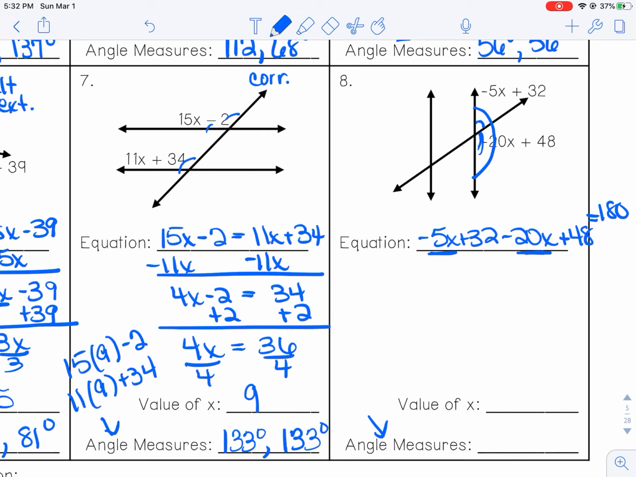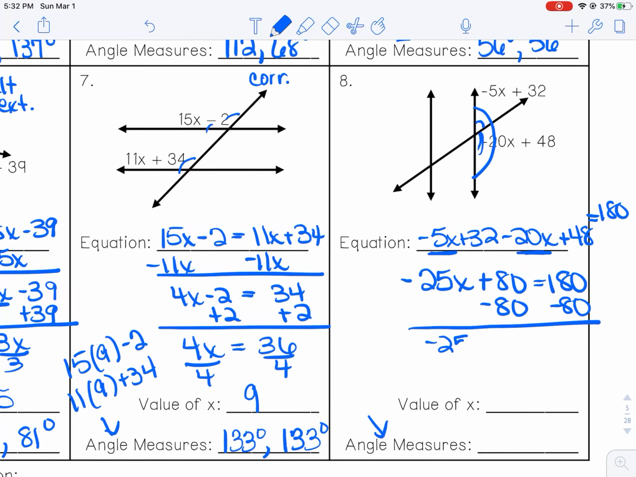Okay, so I'm going to add my like terms together, which is a negative 5x and a negative 20x. That's going to give me a negative 25x. Then I've got 32 and 48. Add those together, gives me a positive 80, equals 180 degrees. Okay, two-step equation. Got to get the negative 25x by itself first, so I'm going to subtract 80 on each side. When I do that, I've got negative 25x is equal to 100, and we'll divide each side by a negative 25.